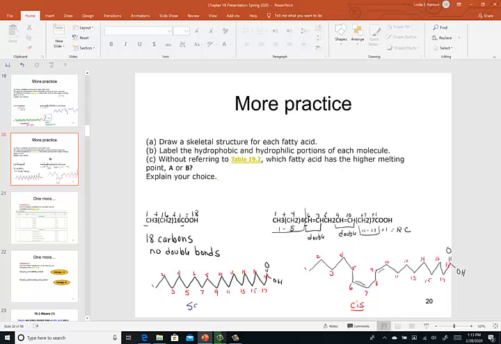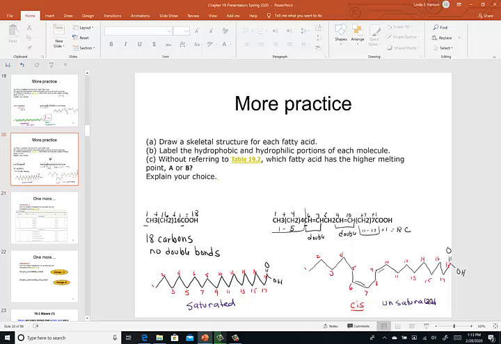So this is what we would refer to as saturated. And this is our unsaturated. We had a double bond between carbon 6 and 7. We had a double bond between carbon 9 and 10. And we can see that they're both in the cis conformation.